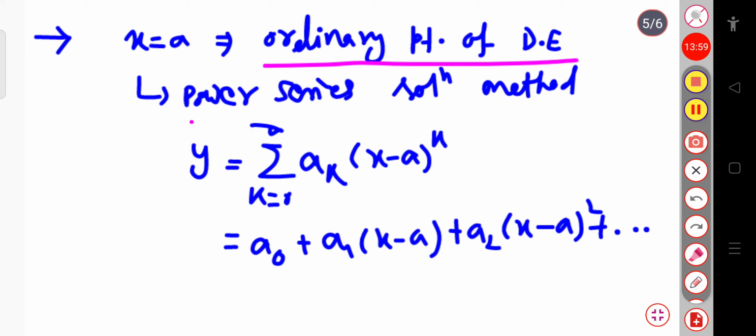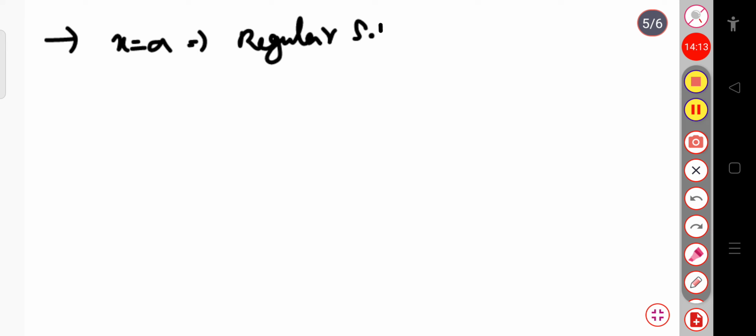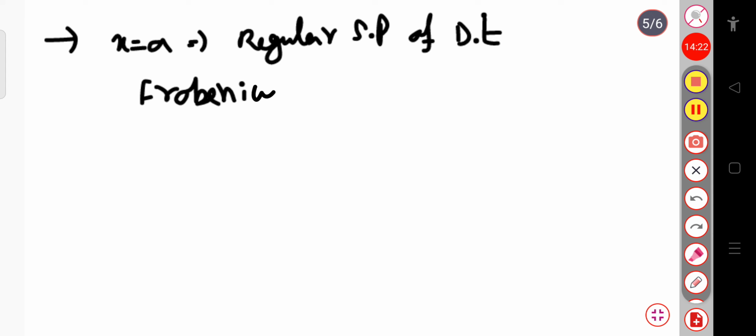This is called the power series solution method, and it is only applicable for the ordinary point of the differential equation. Now suppose x equal to a is a regular singular point of the differential equation. For this case we will use the Frobenius method. This is the Frobenius method for the solution of the differential equation.